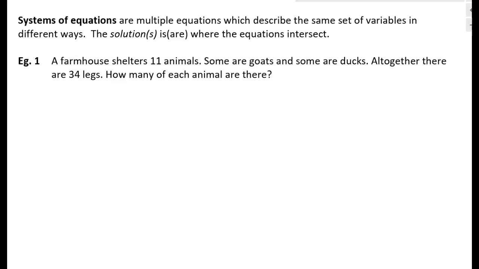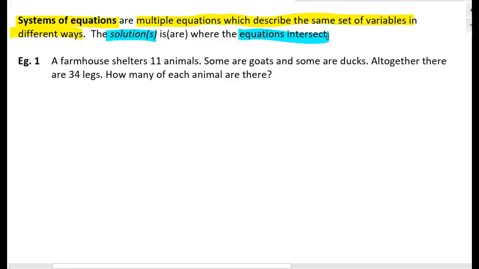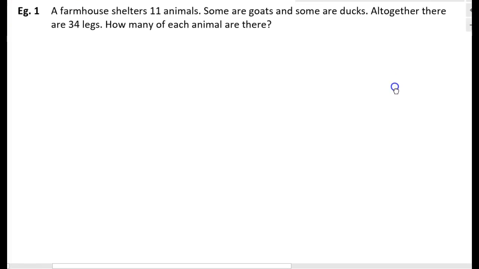Awesome. So you should have finished the questions above and the journal entry that goes with it, trying to figure out what on earth those questions were asking. All of those questions and the ones we're going to look at below are all systems of equations. This means that they are multiple equations that describe the same set of variables in different ways. The solutions are where the equations intersect. So what does that look like? Well, let's try an example together.